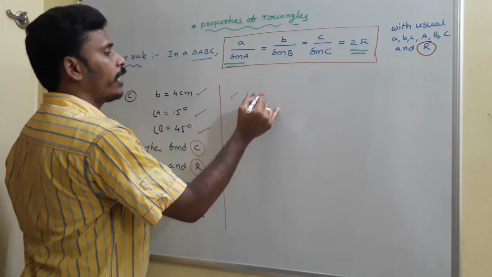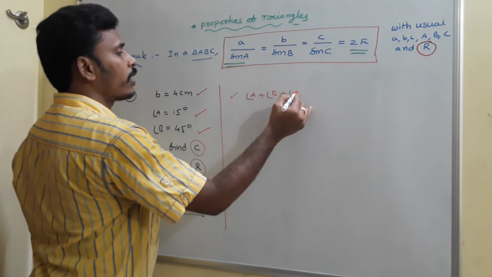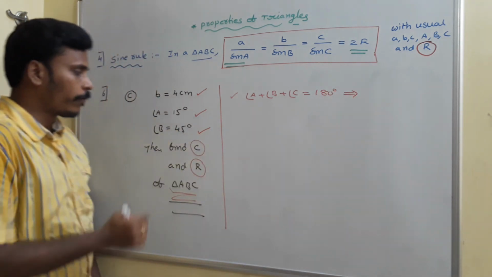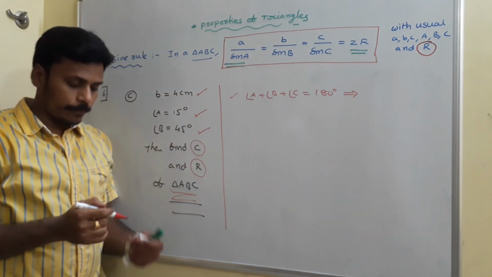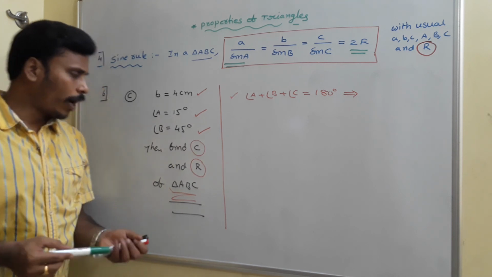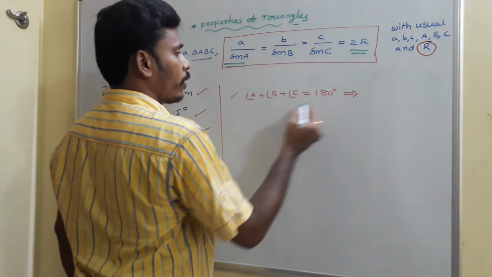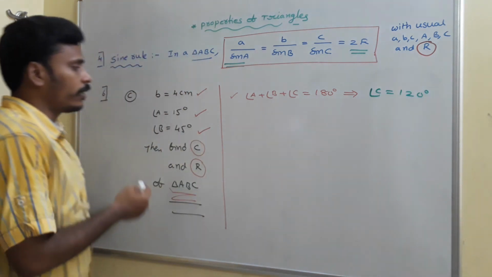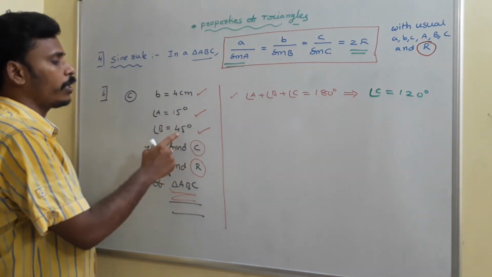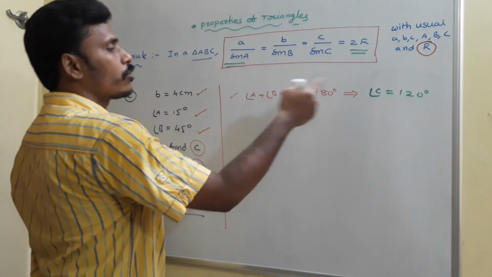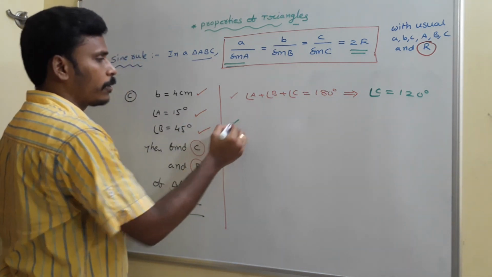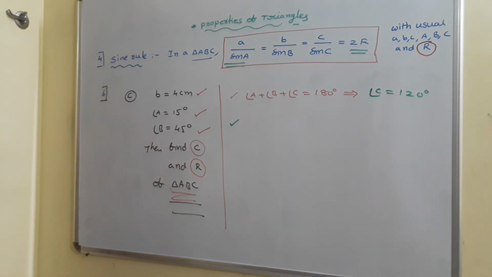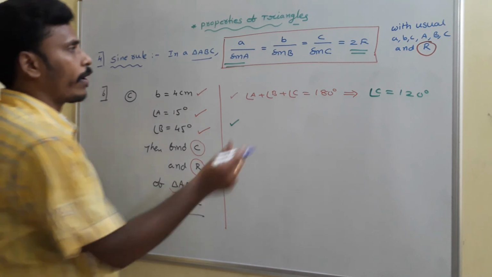You know that angle A plus angle B plus angle C is equal to 180 degrees. Right? A is 15, B is 45. If you add these two, what will be the angle C? Then it is clear that angle C is equal to 120 degrees. A is 15, B is 45, the summation is 60, so C will be 120. Right, that part is over. Now I have all the three angles with me, and I need to find small c.